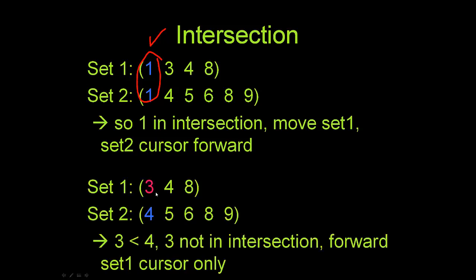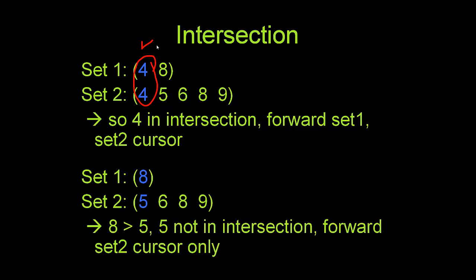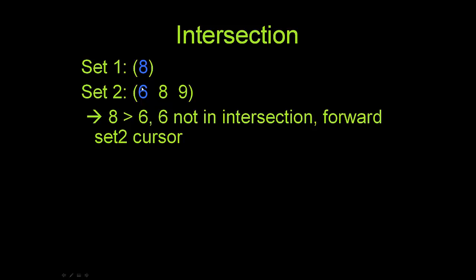Next, 3 and 4. They're not the same. 3 is smaller than 4, so we just remove 3. Now we have 4 and 4. Great, 4 and 4 is an intersection again, and we remove both. Now 8 and 5: we know that this is no good, so remove 5. And then we have 6 and 8; you remove 6 because, again, no good.